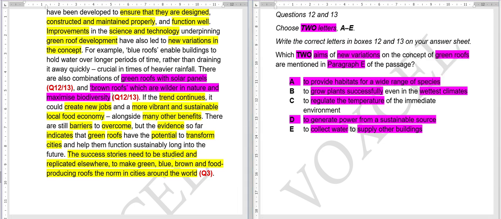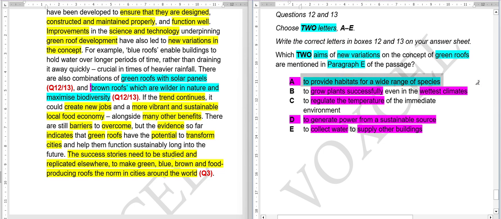Let me change the color. I think this color might not be visible on the screen, so let me change the color to blue. Just one second, guys. Let me do this so that it's better visible, because I think it might not be visible clearly.